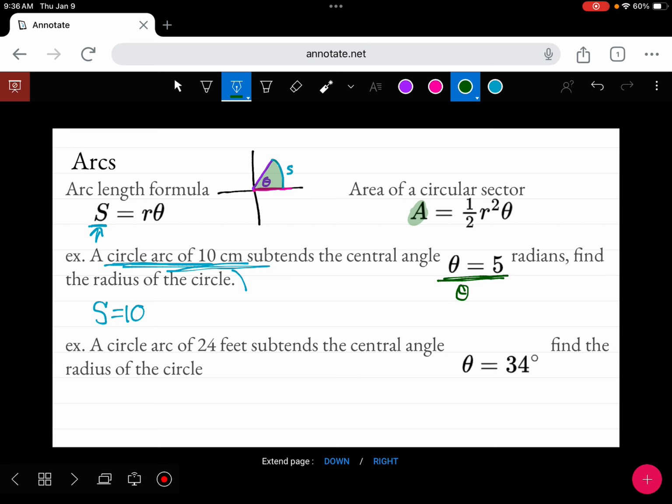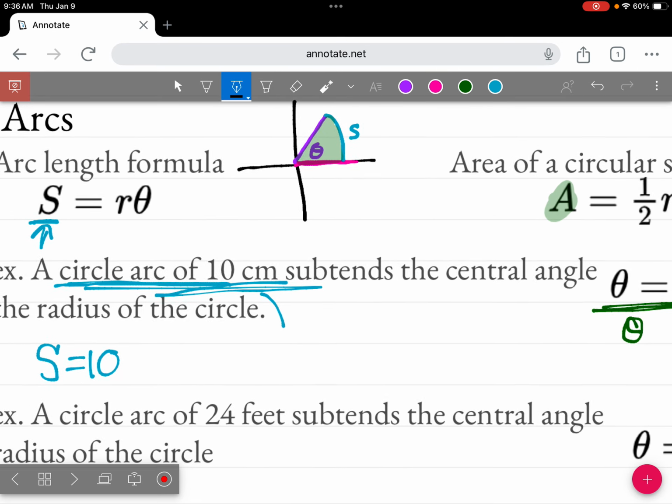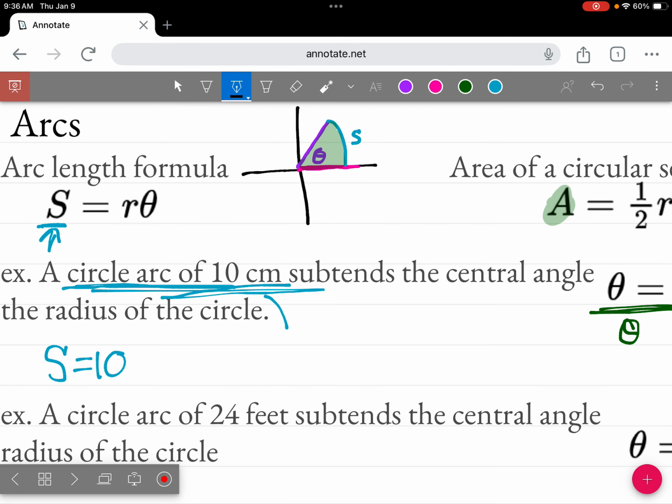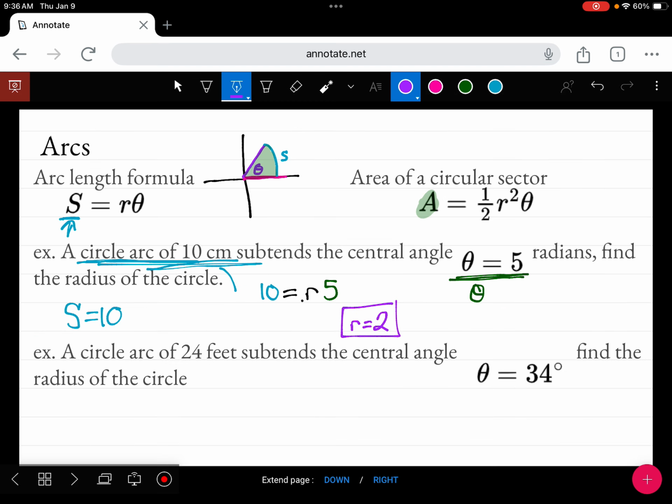So this is our angle, and we are asked to find R. We're going to use this little formula over here to find it. We have S equals R times theta, so 10 equals our R, which we don't know yet, times our theta of 5. What does R equal? 2. So the radius of this circle is 2. Okay? Super complicated, right?